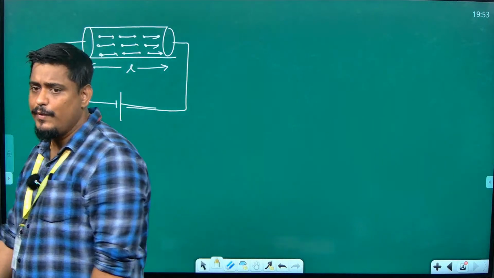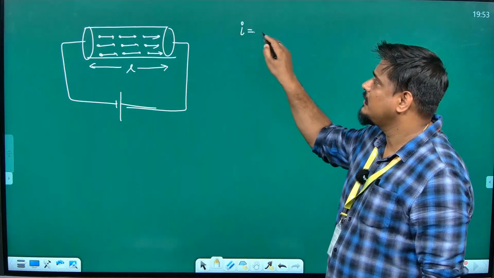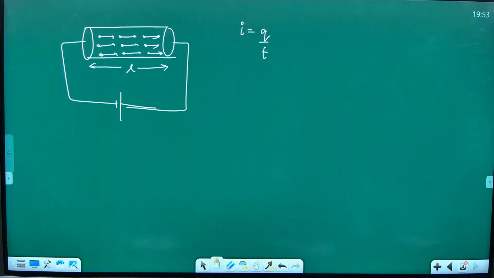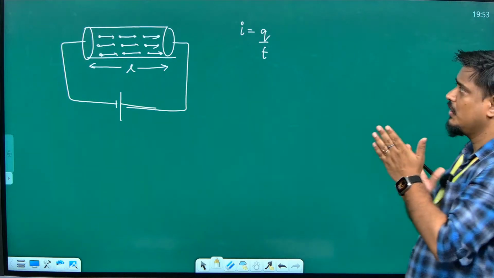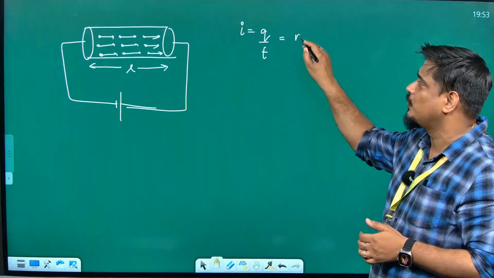So, we know very well that current I is equal to Q by T. Anybody has doubt in this? Studied from your 10th standard itself, isn't it? Charge per unit time is current. Okay. So now, you also studied quantization in the first chapter, Q is equal to ne.